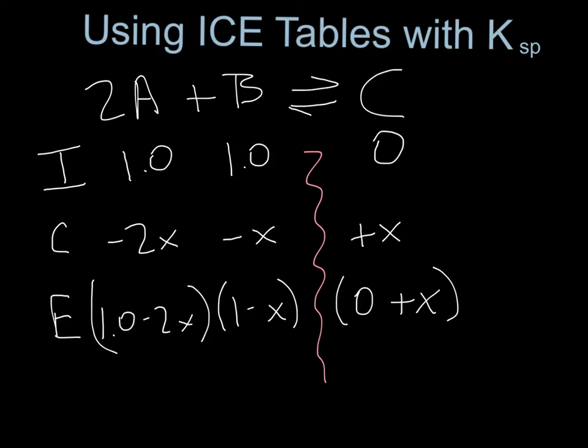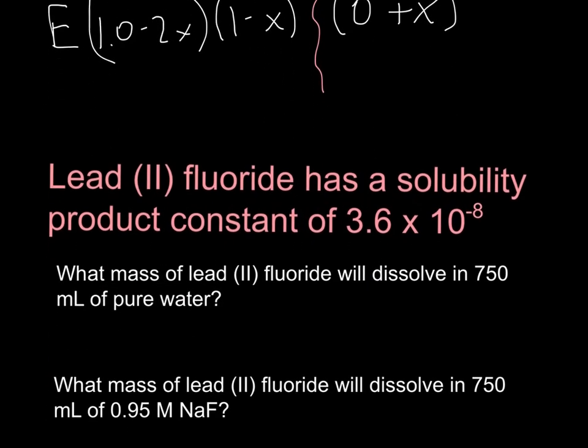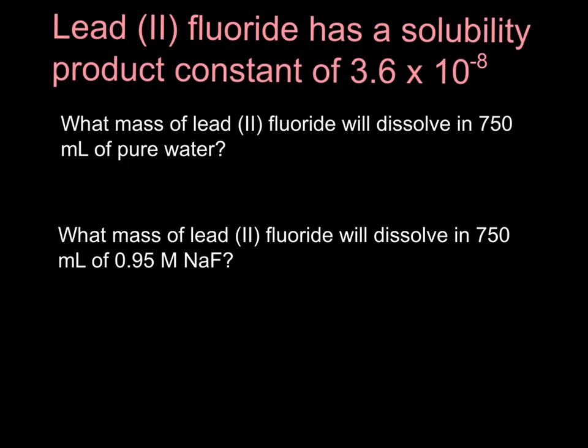As we go to do some more work with this, I would like to focus specifically on lead-2 fluoride KSP problems. Lead-2 fluoride has a solubility product constant of 3.6 times 10 to the negative 8, and I want to answer 2 questions. First, what mass of lead-2 fluoride will dissolve in 750 milliliters of pure water, and then what mass of lead-2 fluoride will dissolve in 750 milliliters of 0.95 molar sodium fluoride. This is going to illustrate something called the common ion effect.